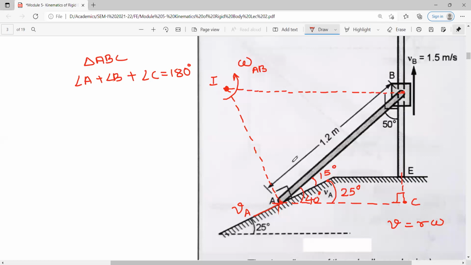Okay, now see, the velocity of A and this radius have a 90 degree angle. Similarly, 90 degrees here also. So out of 90 degrees, 15 degrees is between the rod and the inclined surface. So the remaining angle, remaining angle means this much. This total is 90. 90 minus 15 comes as 75.